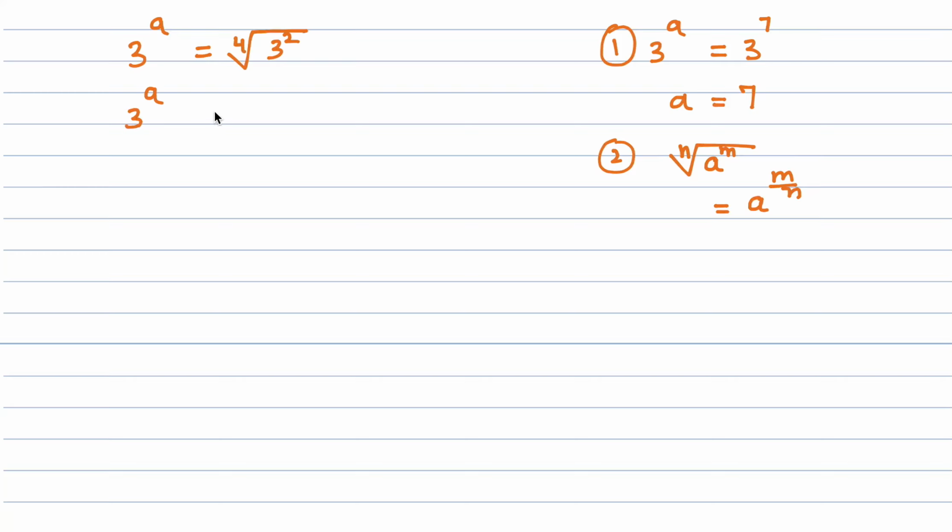So 3 to the power a is equal to 3 squared whole to the power 1 by 4, or 3 to the power 2 by 4, or 3 to the power 1 by 2. So 3 to the power a is equal to this. Now we have reached a step where bases are the same on both sides, and I have 3 to the power 1 by 2. So value of a is equal to 1 by 2 here. We can write it. Why? Because we have the same base 3 and it is on the opposite side of the equal to sign, right? This is the last rule.